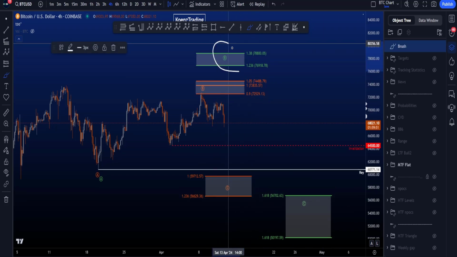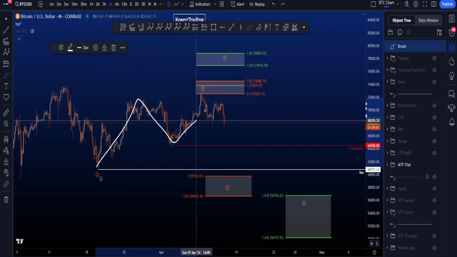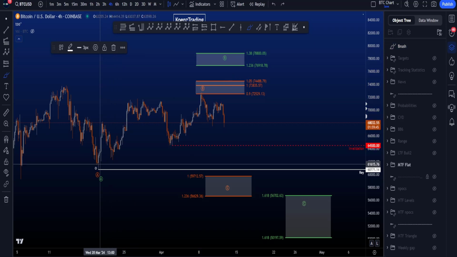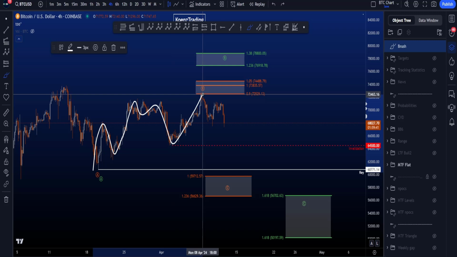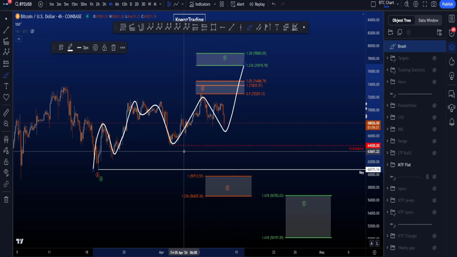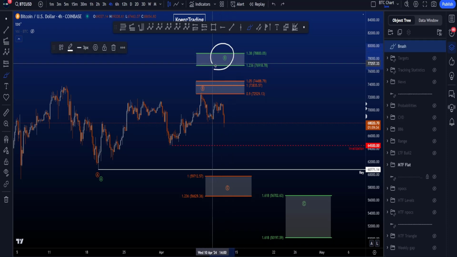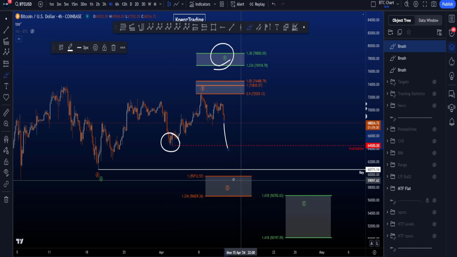Now inside this wave B of an expanding flat, we would be looking for a wave W, X, Y double zigzag. So we have an A, B, C to the upside, 3-wave corrective structure, and another wave A, B, and a wave C towards the upside. Therefore, the invalidation for an expanding flat is price moving towards the downside here and taking the low at 64.5k.